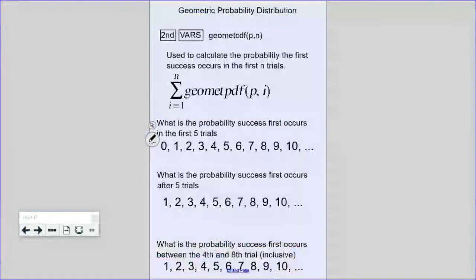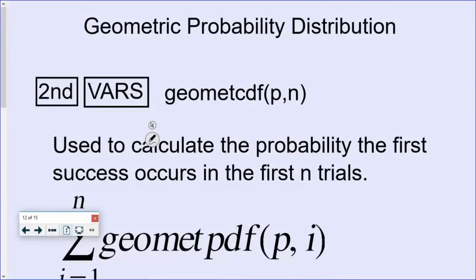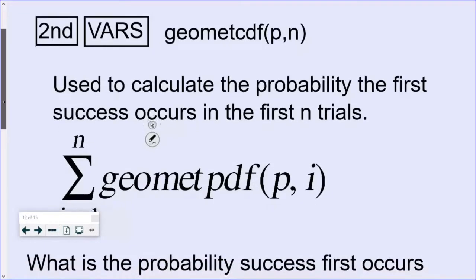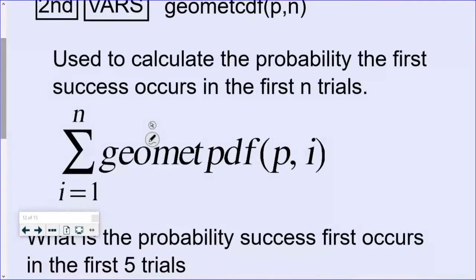Then we also have our geometric CDF. Just like our binomial CDF, we use this to calculate the probability for success when it happens within some group. Okay? And what it's going to do, it's going to add up all of our individual PDFs until it gets to the number that we tell it to stop at. Whatever we put in there for our geometric CDF for our X value is going to be when we're telling it to stop.